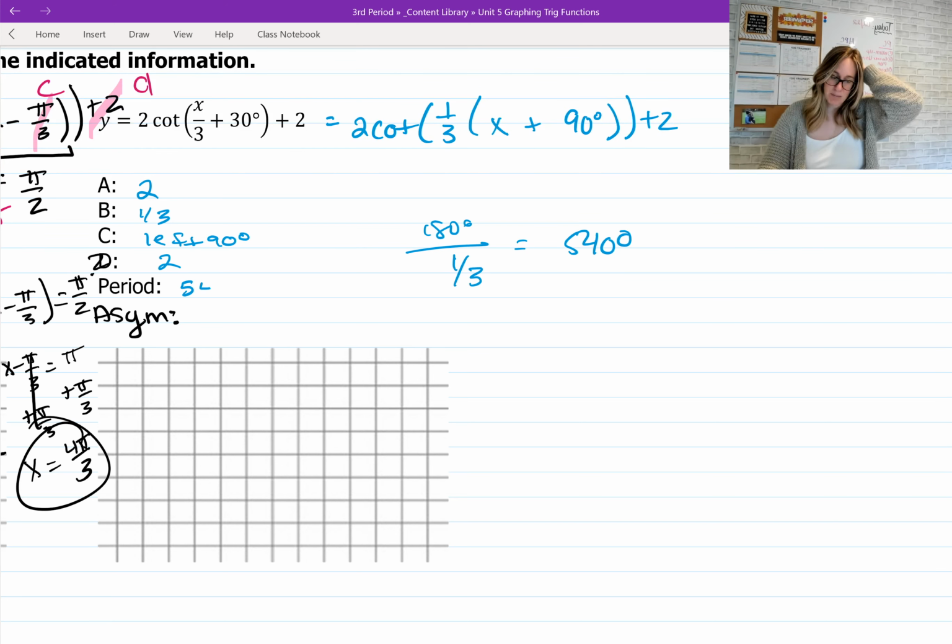Now for my asymptotes. We did the funky thing over there for tangent because we didn't start at 0. This function does start at 0.